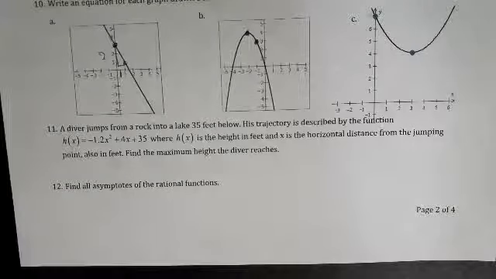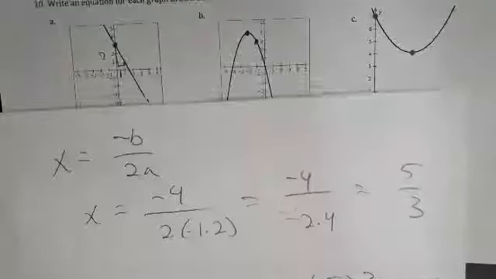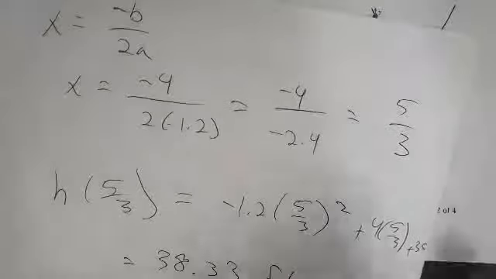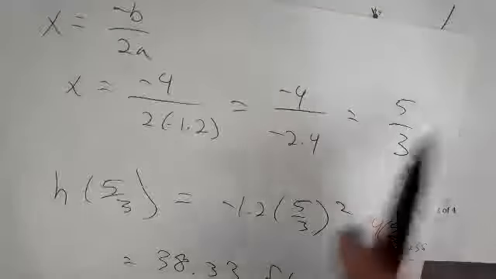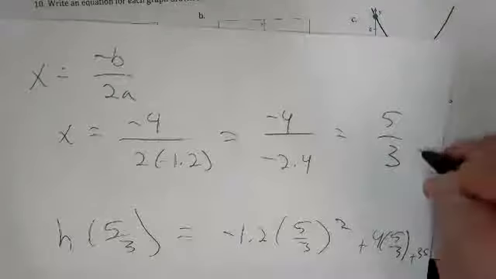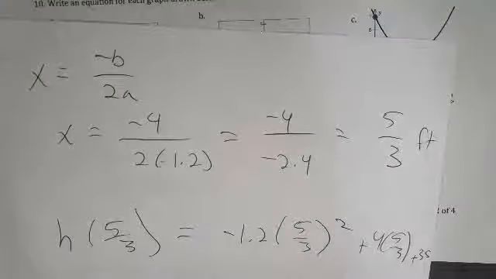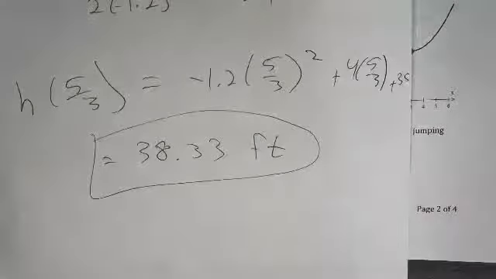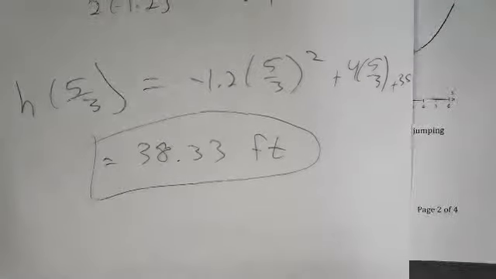So I think we answered this one right. Find the maximum height. What we really want to do is find the vertex. We want to find the x-coordinate of the vertex, which gave us the horizontal. Usually it's going to be time. So this one's a little bit different than what we've been solving, but it doesn't really matter too much. So if we run out 5/3 of a foot, what we're going to be up is 38.33 feet, right? That is the highest it's going to go.